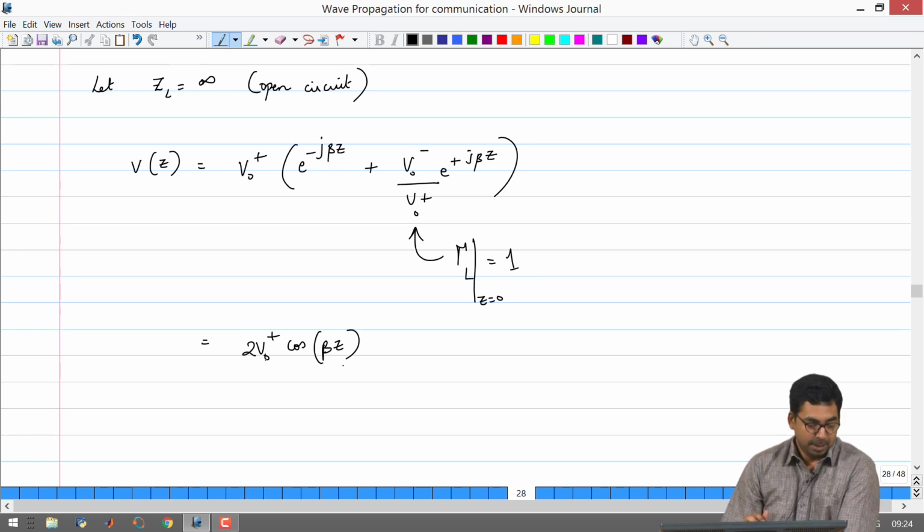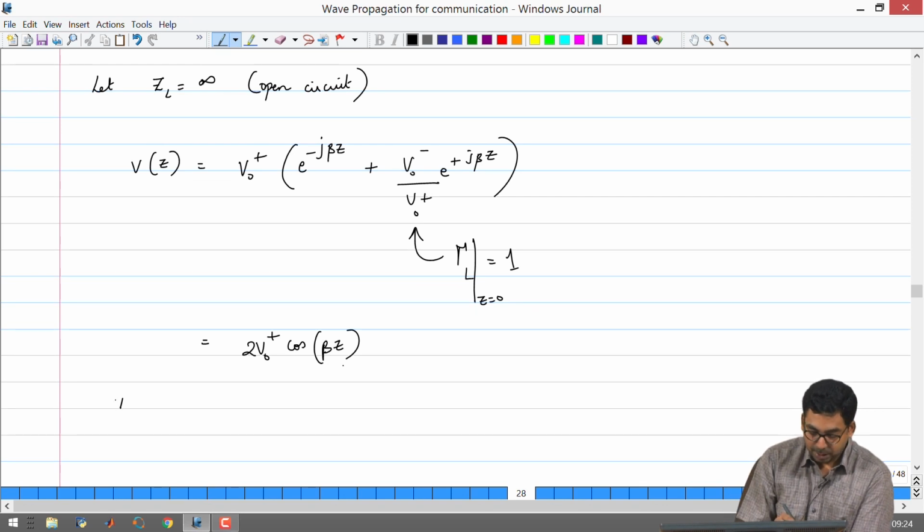Similarly, if I wanted to calculate the current in the transmission line at a position z, I can use the expression for the current from the general solution. So I have V naught plus divided by Z naught.